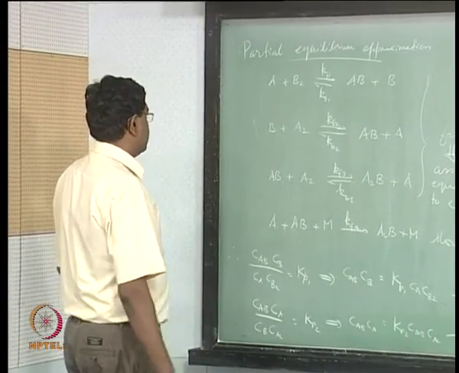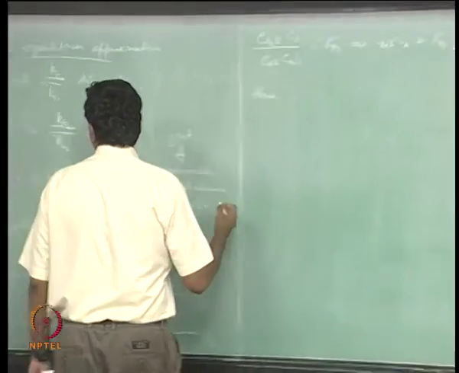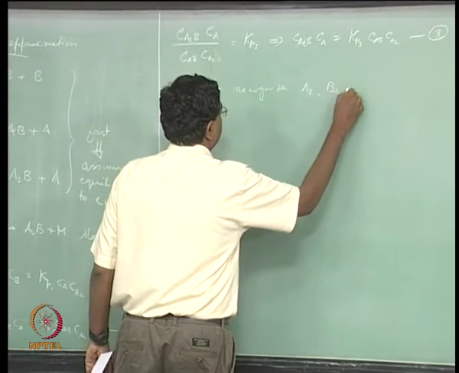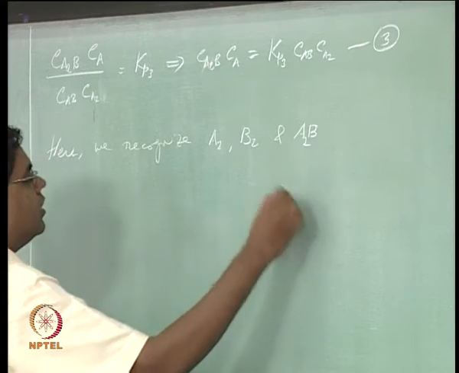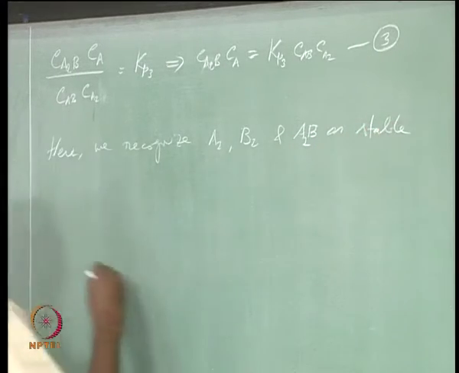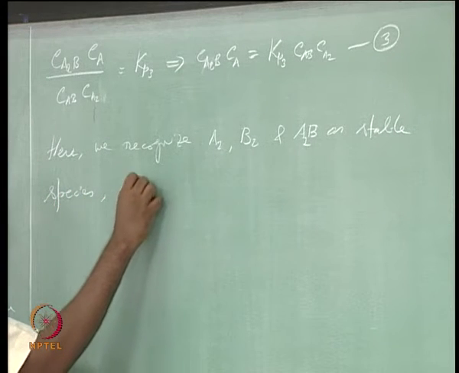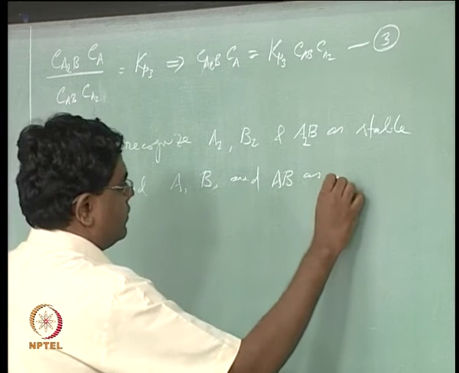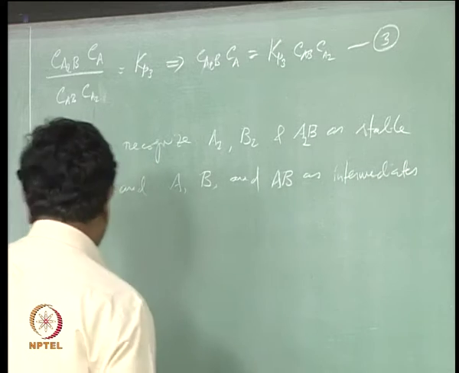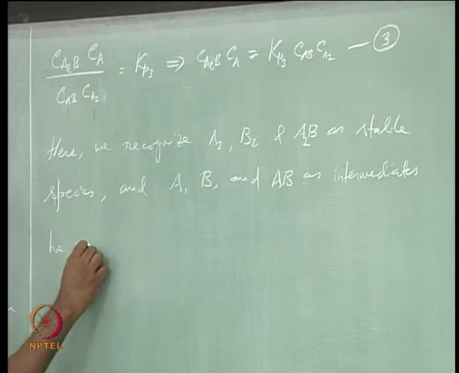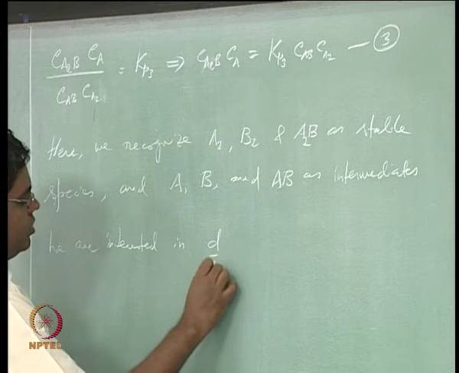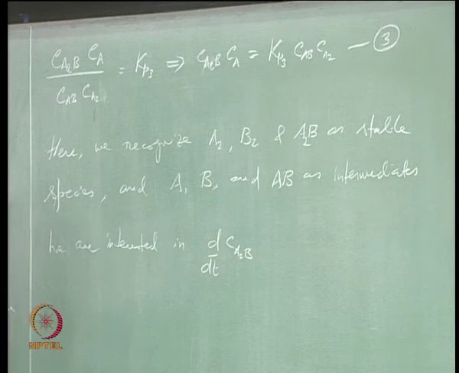So what's going on here is, we recognize A2B as a stable species, and AB as intermediates, right? We are interested in d over dt of the concentration of A2B. That is the final product whose rate of production we are interested in, right?